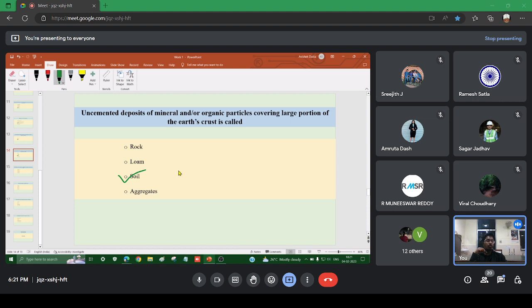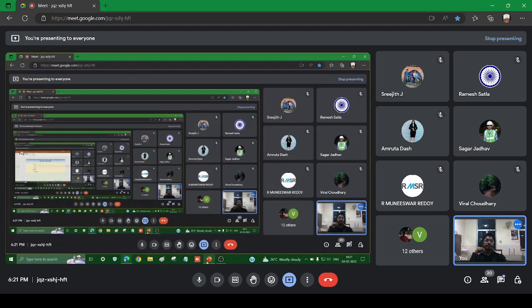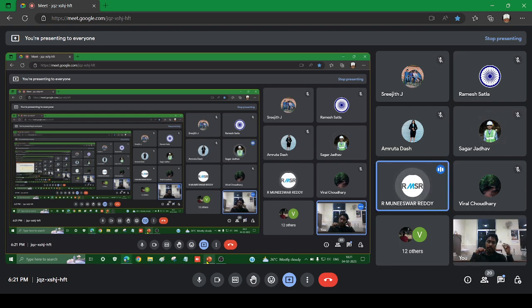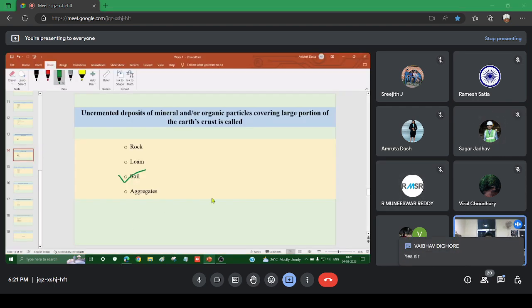And what is loam? Loam is a kind of soil. As we have discussed, it is a combination of sand, silt and clay. Isn't it, everyone? Yes, sir. And aggregates, I believe you all know, and we'll be discussing fine aggregates and soil classification in the next weekend. So the question's answer is soil.